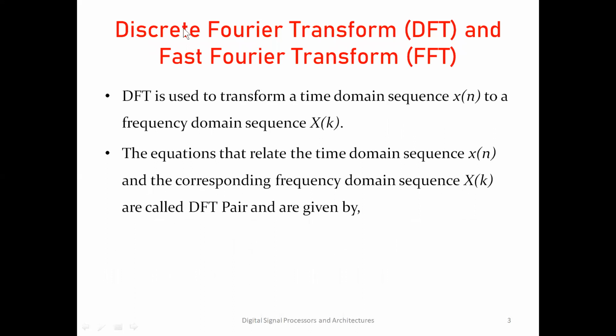So what are basically the DFT and FFT? We don't go into the detailed representation of the DFT and FFT. We just see the basic expression required to calculate a discrete Fourier transform and a fast Fourier transform. The DFT is used to transform a time domain sequence x(n), which we have just seen how it is represented, into a frequency domain sequence, which is given as capital X(k). The equations that relate x(n) in the time domain and X(k) in the frequency domain, we call a DFT pair.